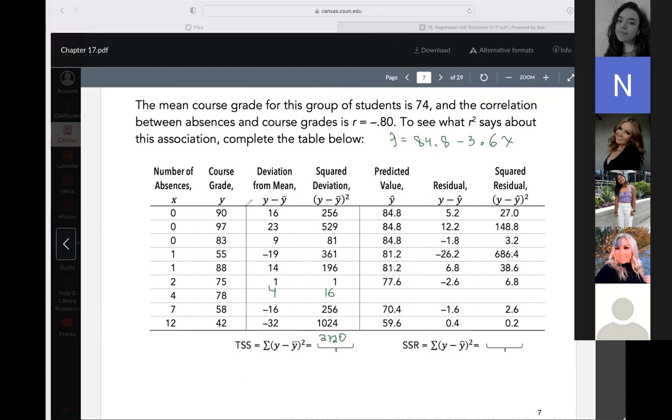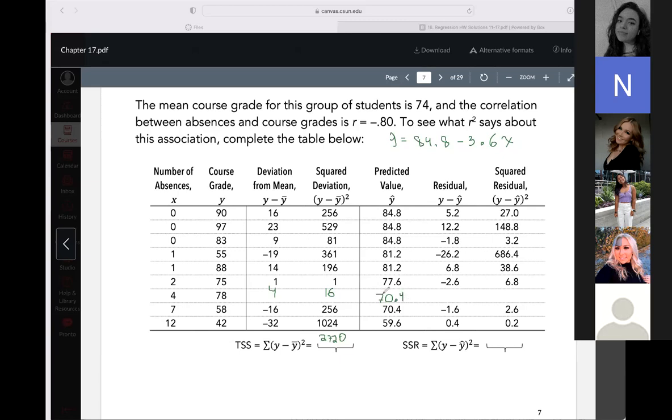So we have the predicted value when x is 0. It's just 84.8 and 0, 84.8 and 0, 84.8 and 1 and 1 and 2 and 4. Oh, they didn't do that for us. What is the predicted value when x is 4? 70.4, which means that there's a boo-boo on this page.